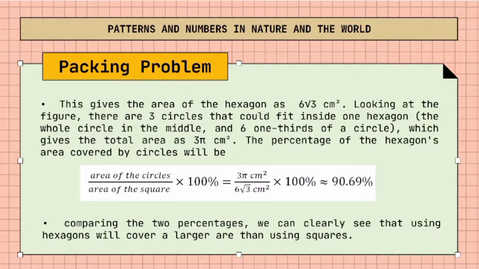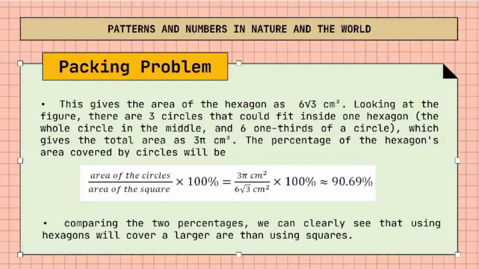Area of circles over area of the square times 100% is equal to 3 pi centimeters squared over 6 square root of 3 centimeters squared times 100%, which is approximately equal to 90.69%. So comparing the two percentages, we can clearly see that using hexagon will cover a larger area than using squares. So this is our answer to the question previously.